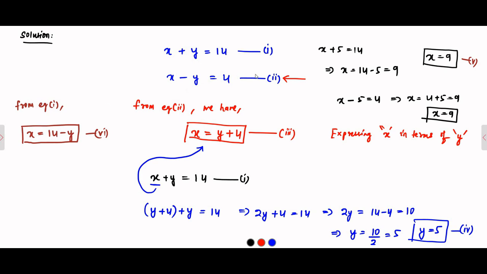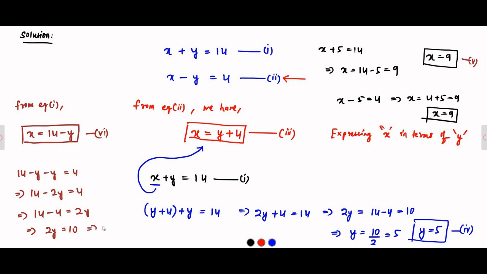Now we substitute this in equation 2. That implies 14 minus y minus y is equal to 4. That implies 14 minus 2y is equal to 4. That implies if we take minus 2y to the other side and 4 to the LHS, 4 to the LHS and minus 2y to the RHS, so that implies 14 minus 4 is equal to 2y, or that implies 2y is equal to 10.